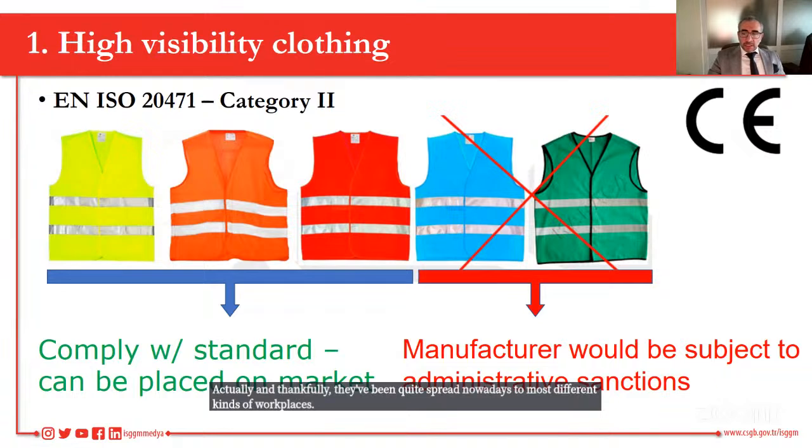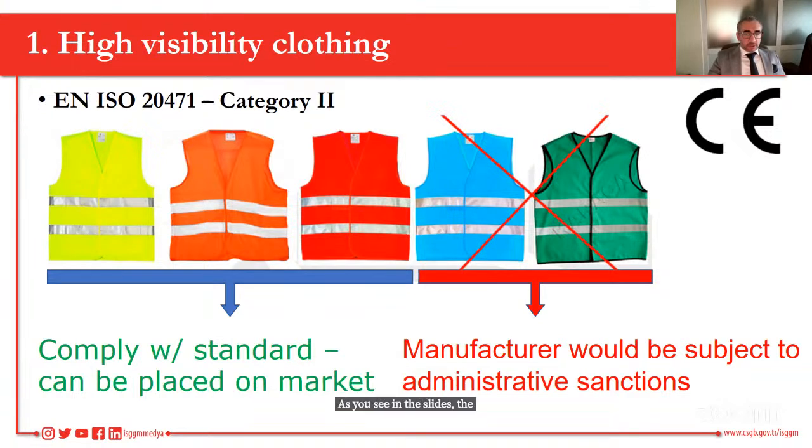As you see in the slide, the three colors on the left conform to the related standard 20471. By the way, these are category 2. But the ones on the right, blue and the dark green ones, do not comply with 20471. Therefore, if encountered during market surveillance by us, of course, the manufacturer would be subject to administrative sanctions.